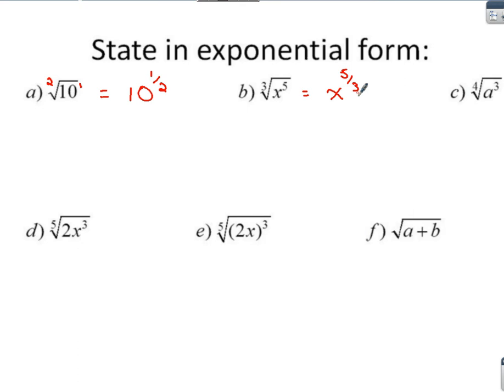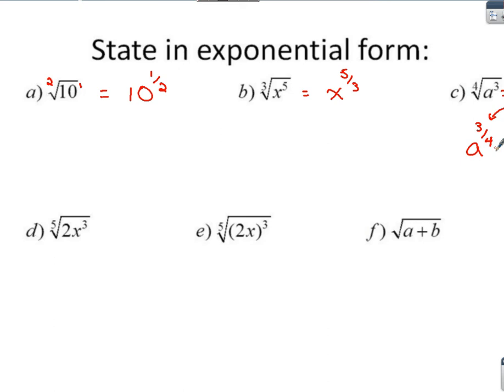So if that makes sense, as I move my way over to C here, where I have the 4th root of a cubed, kind of running out of room here, so let's bring this down. How I would rewrite that in exponential form: a would be my base, the rational exponent would be 3, since that's the power on a, over 4, since 4 represents the index number on the radical.